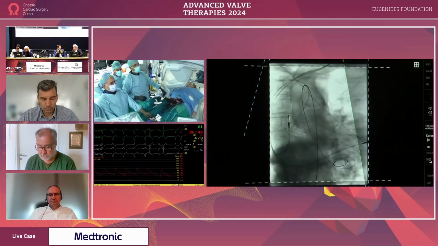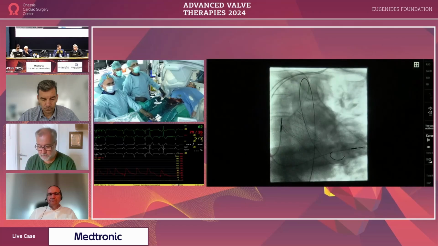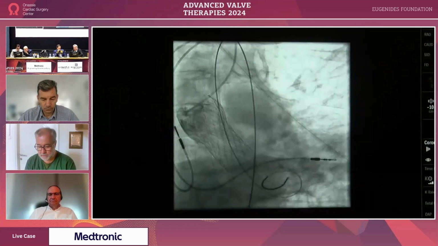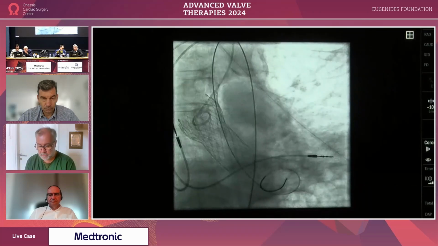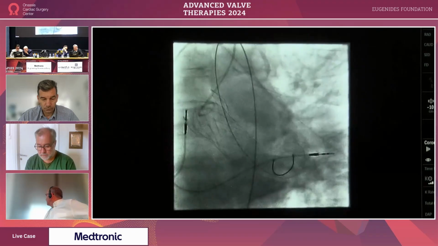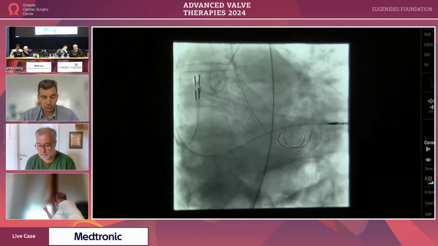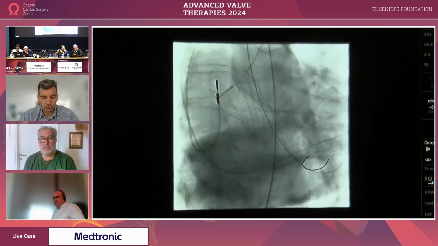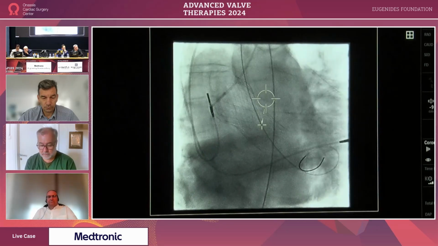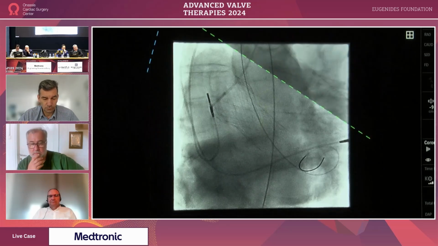So we can inject here too. In terms of, yes, it's very high, the dye is very little, but we can make a measurement here. So we can make a hemodynamic measurement here.